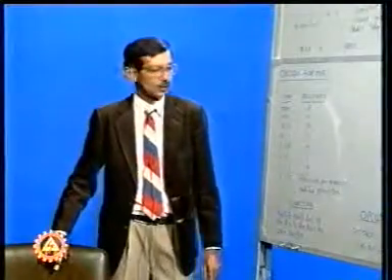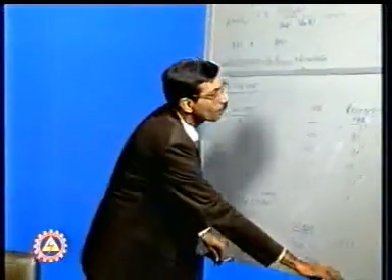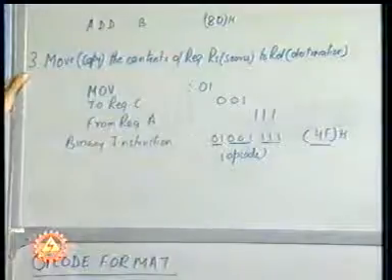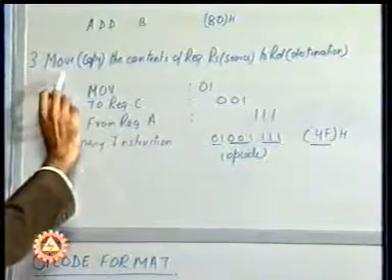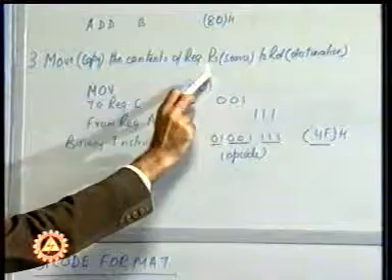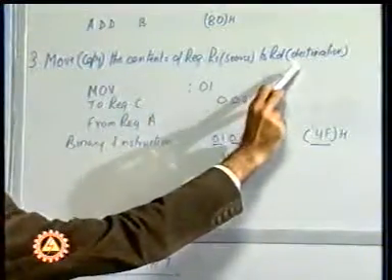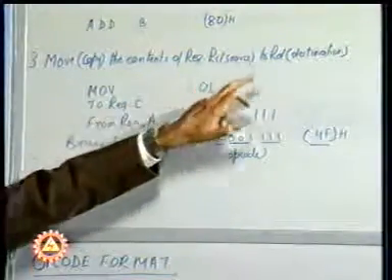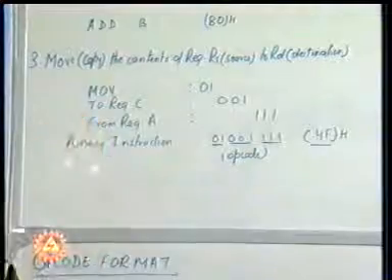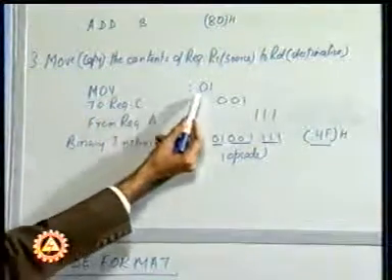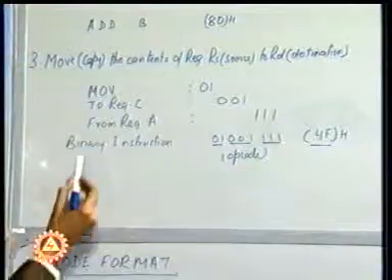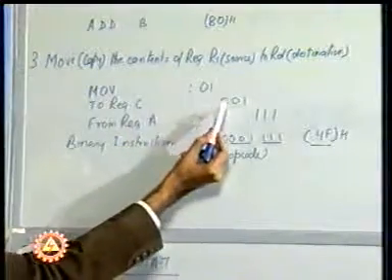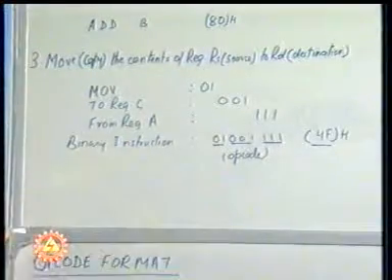Let's take another example now to understand the things in a better fashion. In this particular example, what we want to do is to move or copy the contents of a register which we say as source register to a register which we call as the destination register. Normally the source register is designated as RS and the destination register is designated as RD. The code for move is 01. As we had seen earlier, the codes for register C and A are 001 and 111 respectively.